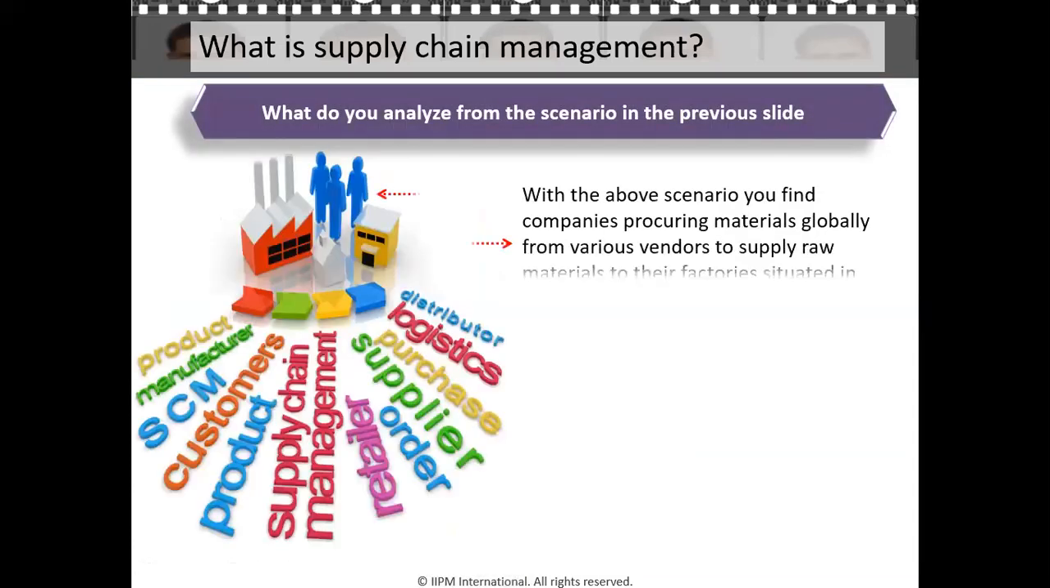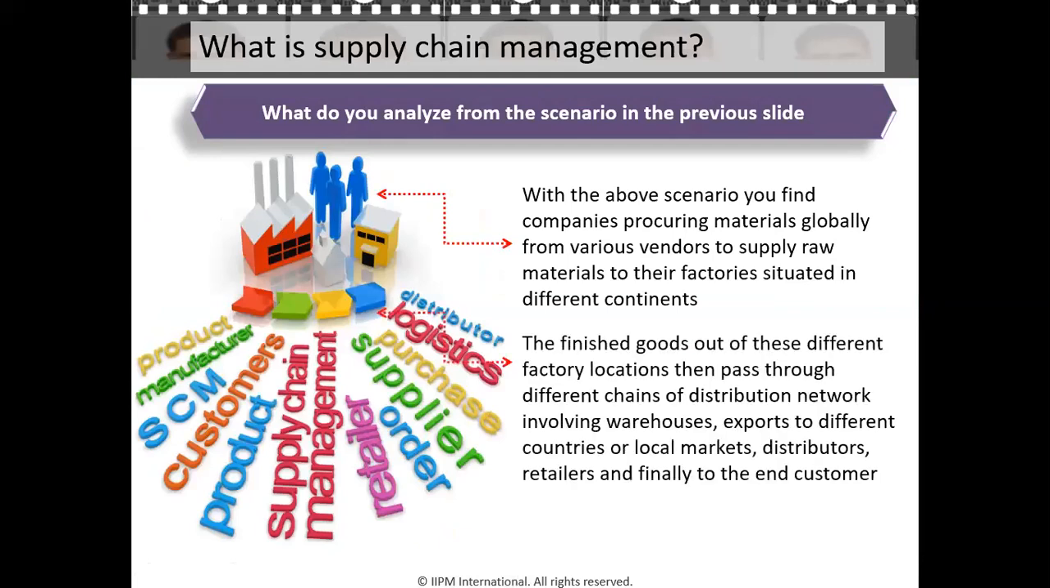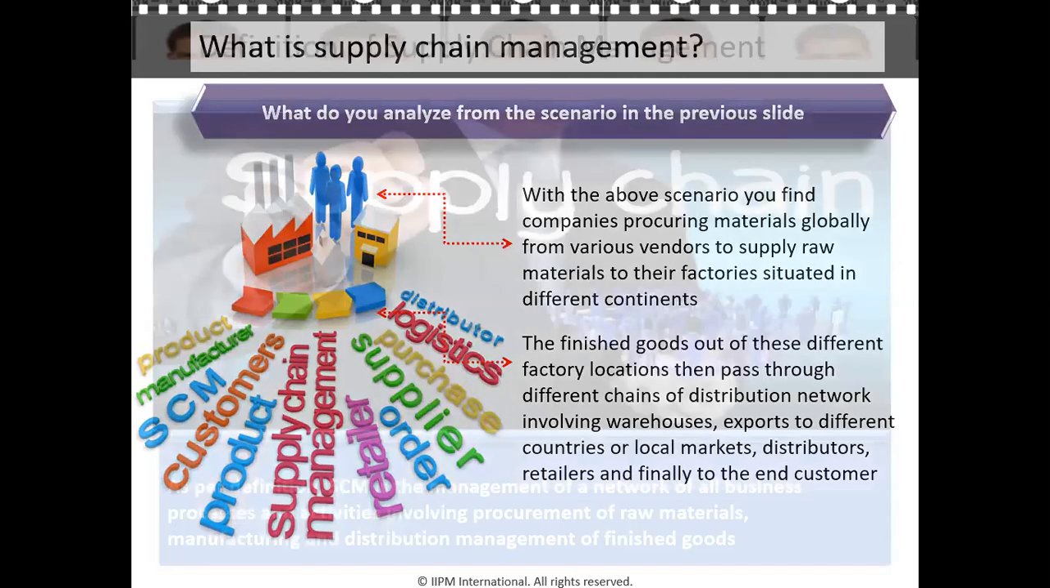So what do you analyze from the scenario in the previous slide? With the above scenario, you find companies procuring materials globally from various vendors to supply raw materials to their factories situated in different continents. The finished goods out of these different factory locations then pass through different chains of distribution network involving warehouses, exports to different countries or local markets, distributors, retailers, and finally to the end consumers.